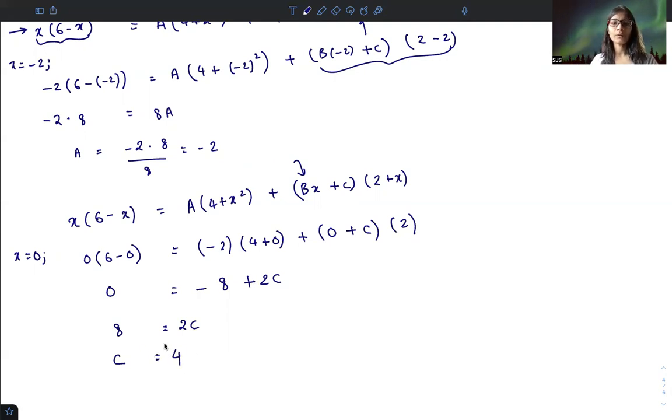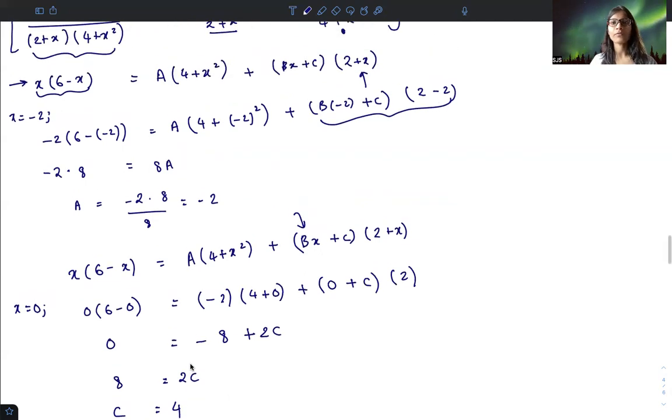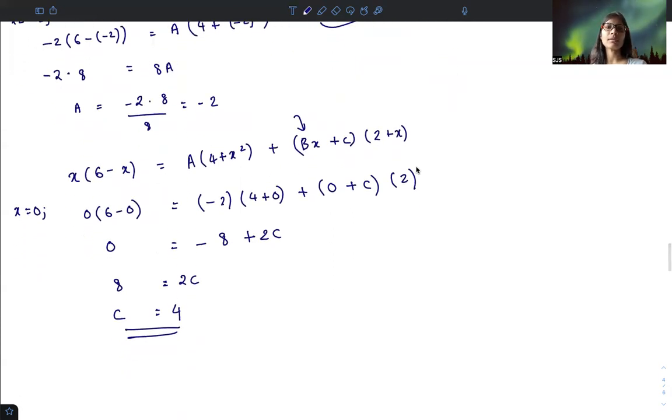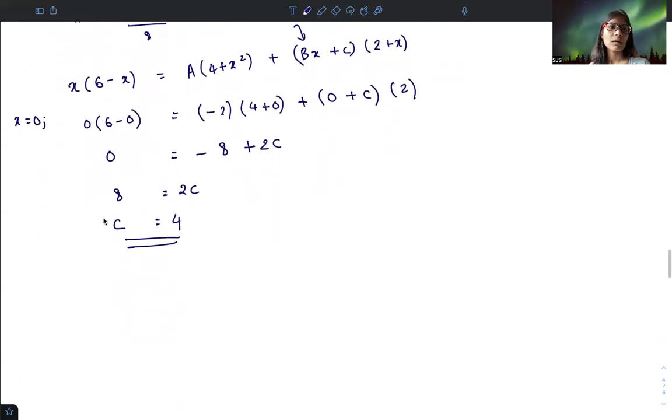Now we have the value of c also. So we have the value of a, we have the value of c. Now we need to find the value of b. So in order to find the value of b, this time we are not going to eliminate, but we are just going to substitute x as one of the simplest values, whatever simple value you can think of, to find b. So the simplest number, which I think is 1, because putting x as 1 makes the calculation much simpler.